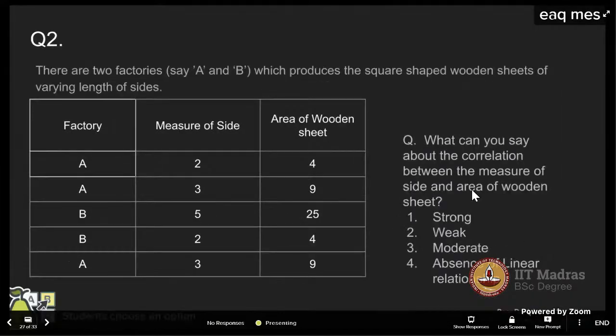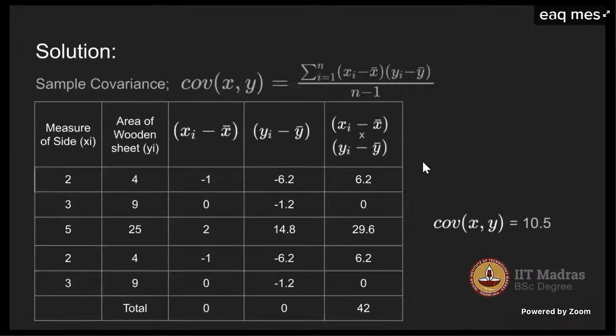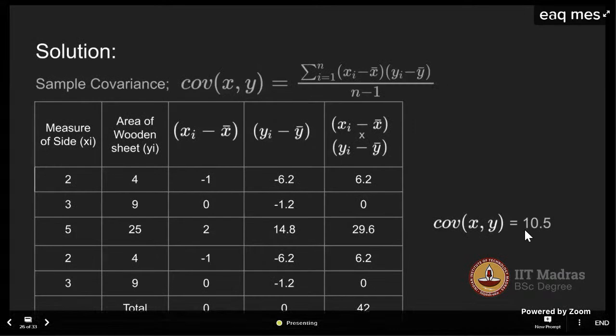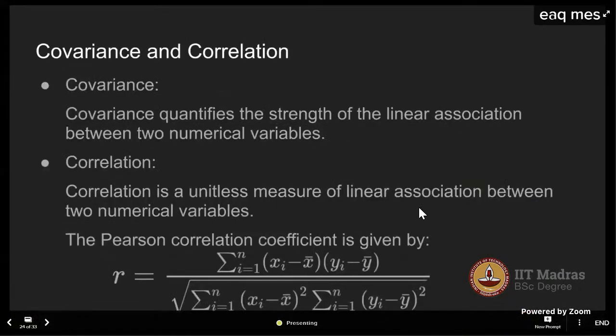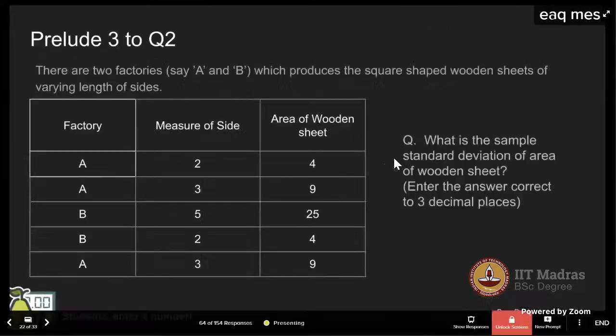Then you have to find what you can say about the correlation between the measure of the side and the area of the wooden sheet. This calculation will take time. You can go ahead. You have already computed the sample covariance, and we have already computed the sample standard deviations for both of them. You can just plug them in, right?